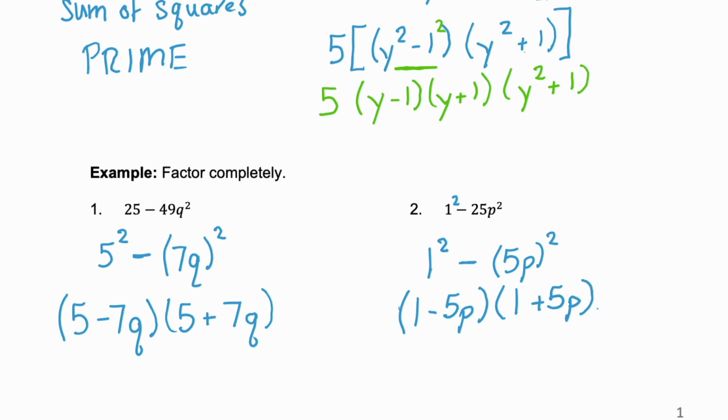Remember, you can factor the difference of two squares. You just have to identify what is being squared in the first term and what is being squared in the second term. You cannot factor the sum of squares. So if you see a plus sign between those two terms, you can't factor it.